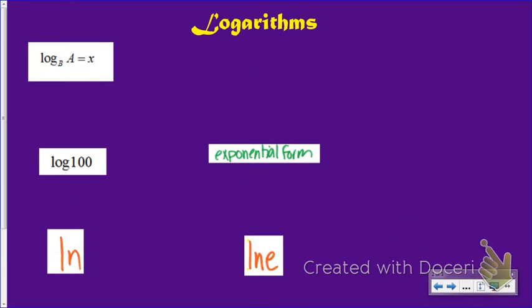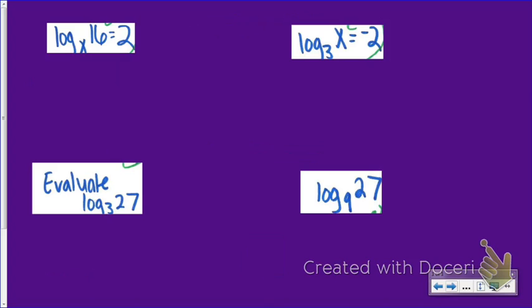Alright. So now what we're going to look at is actually evaluating some logs or solving some logs. And in this first one, we have an x in the base. So I need to try and figure out what that x is. So what I'm going to do is rewrite this in exponential form. Remember, it goes in a circle, where x to the second power is equal to 16. So x squared is equal to 16. And you guys know that the number squared that gives me 16 is 4. So x is equal to 4.